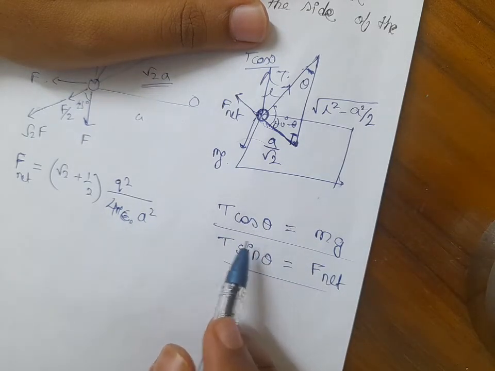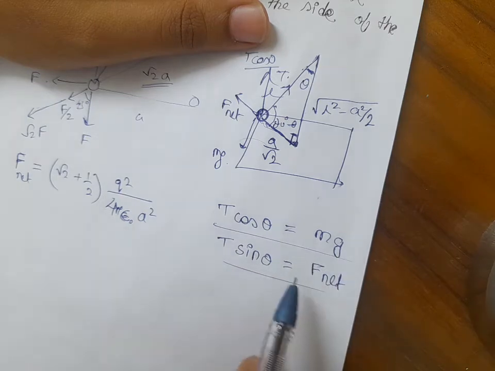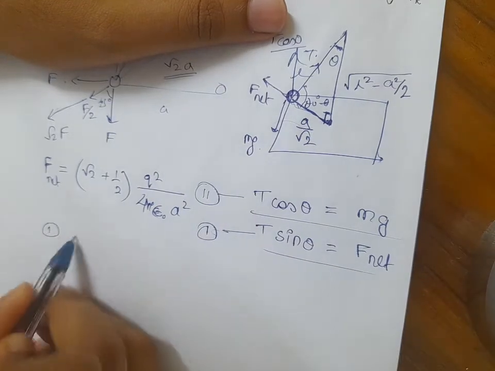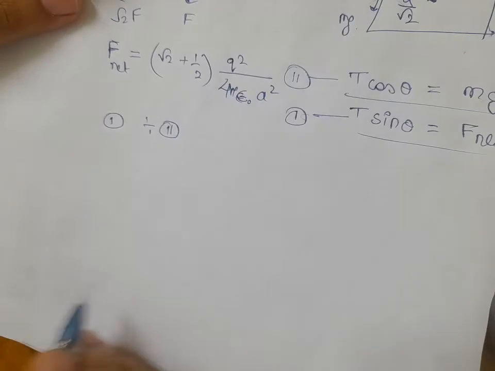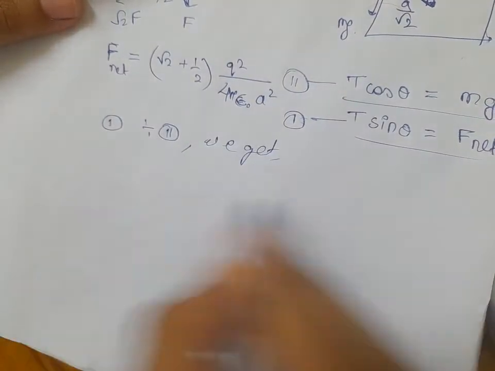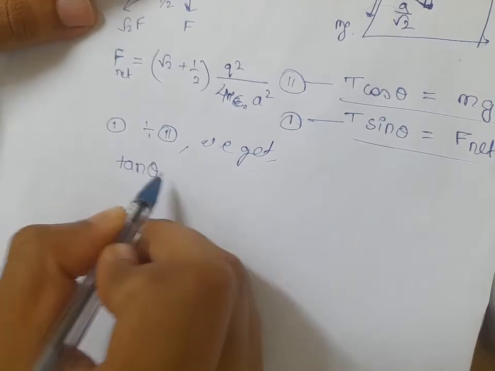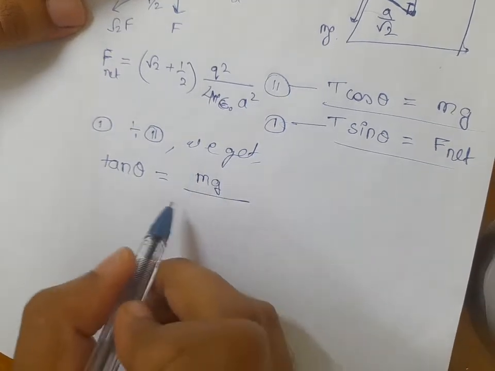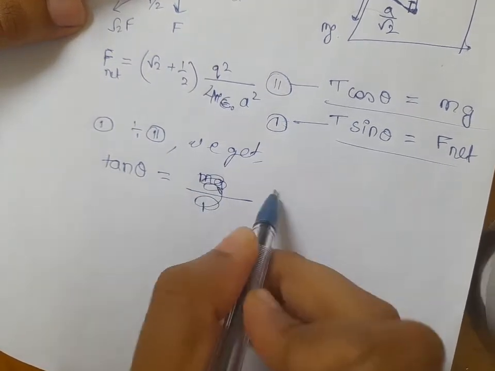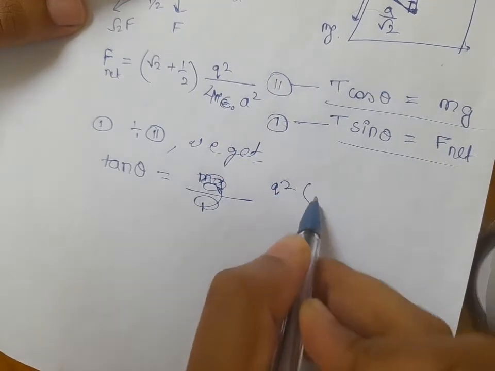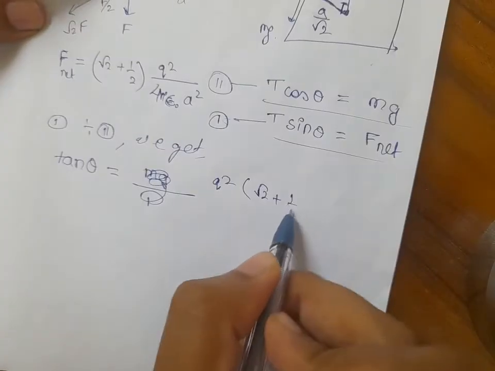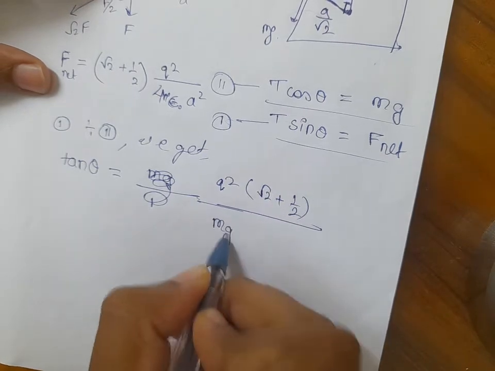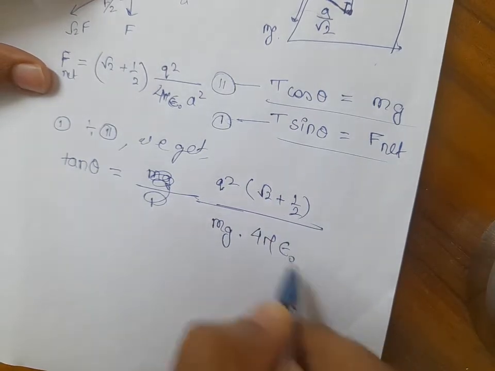So the thing to do here is that you have to eliminate T. So if you divide the two equations, suppose this be equation 1, this be equation 2, 1 divided by 2, we get tan theta is equal to Q squared into (root 2 plus 1 by 2) divided by mg times 4 pi epsilon naught A squared.